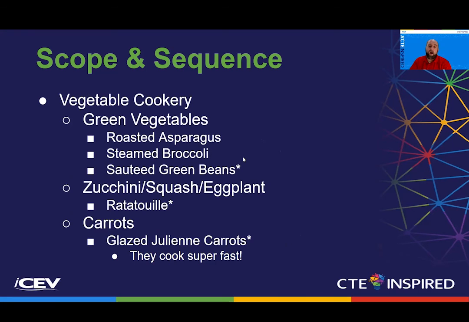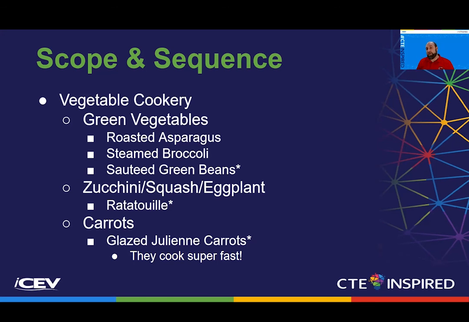Vegetable cookery, you can choose to split this in half if you want. Fall vegetables or winter squashes and things, you could do that unit in the fall and then do green vegetables and those summer vegetables in the spring if you want. It's up to you. But green vegetable cookery, I try to do different methods. So we do roasted asparagus, steamed broccoli, and then sauteed green beans.